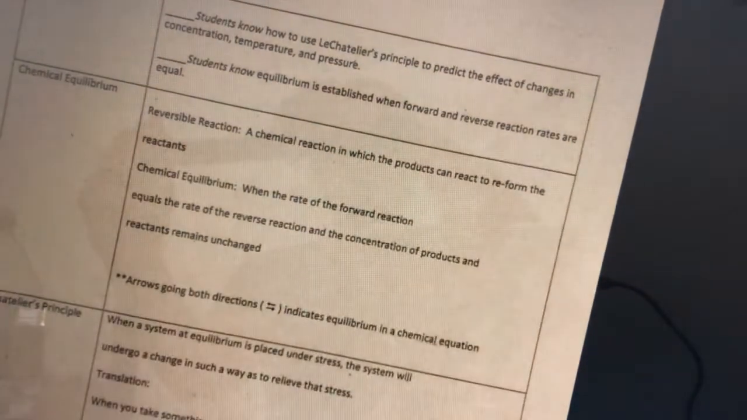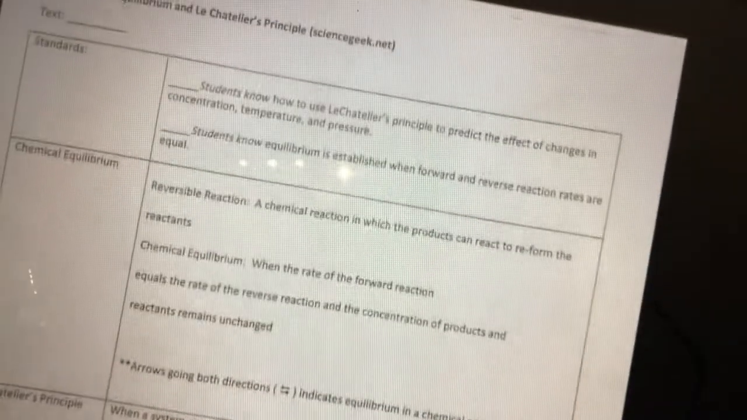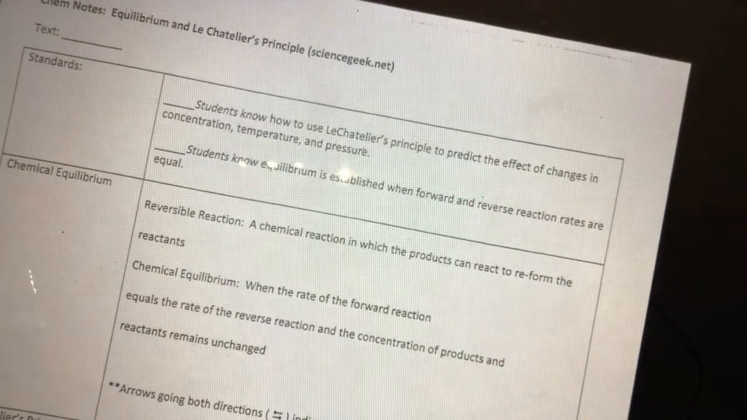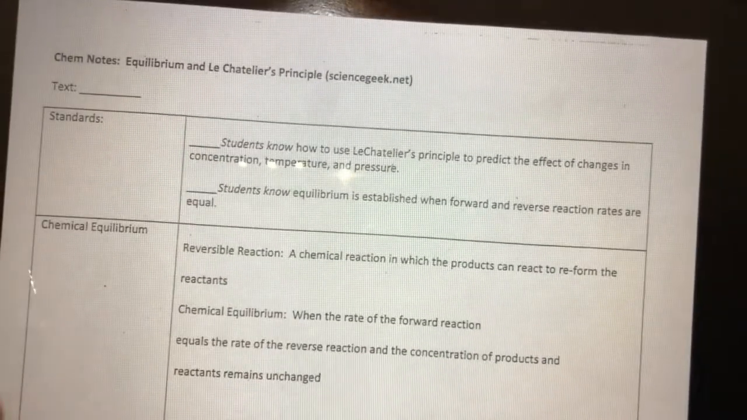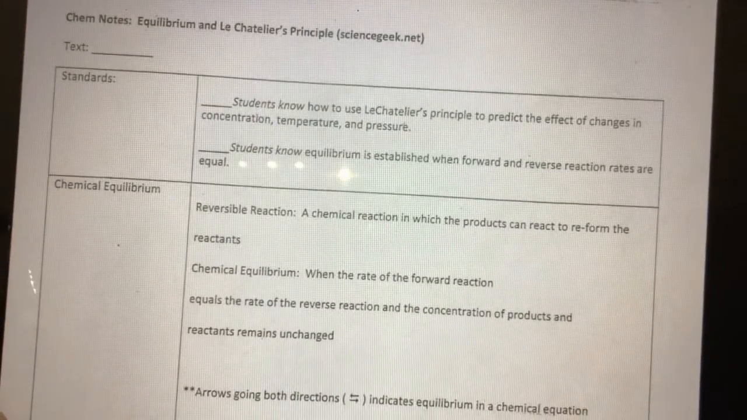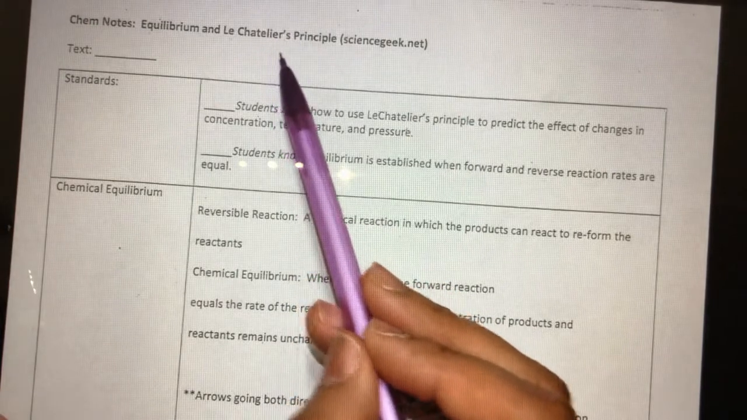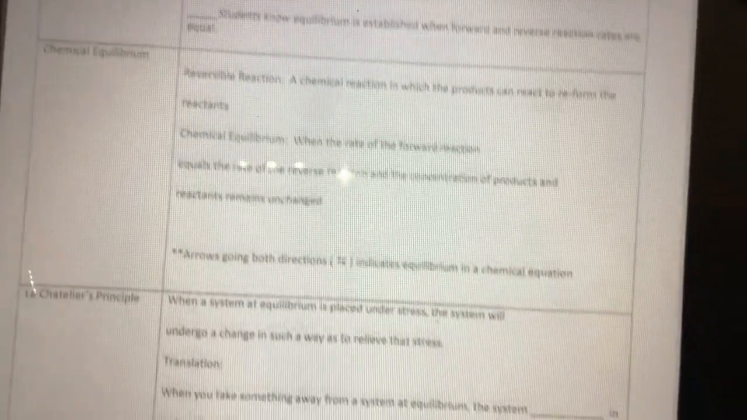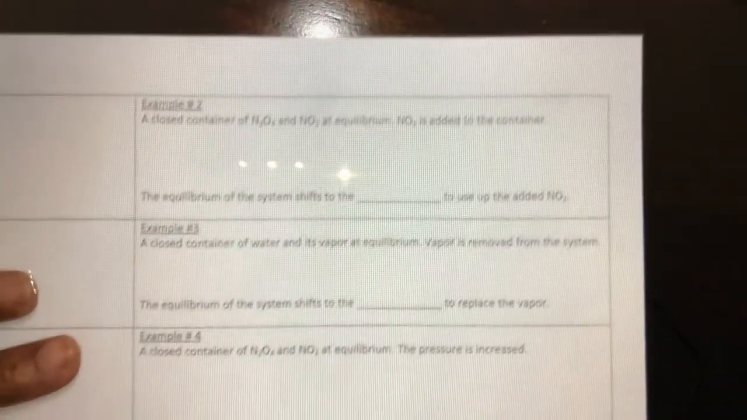I'm going to go ahead and switch screens so you can see what document I'm talking about. These are the notes that you will be filling in. I'll be switching to the PowerPoint and might be going back and forth between this and the PowerPoint so I can show you what you need to fill in. The title of the notes is Equilibrium, Le Chatelier's Principle. Again, there are 2 sides to this document, so this will be assigned to 1 page in your notebook.